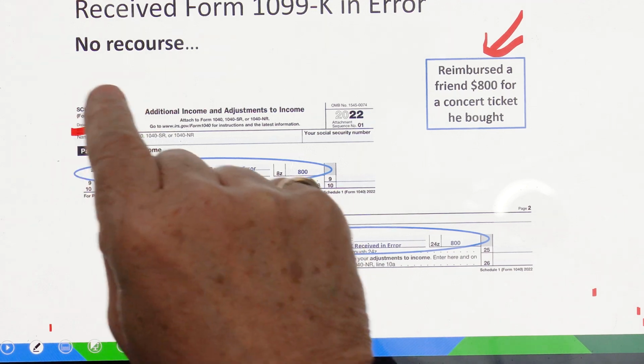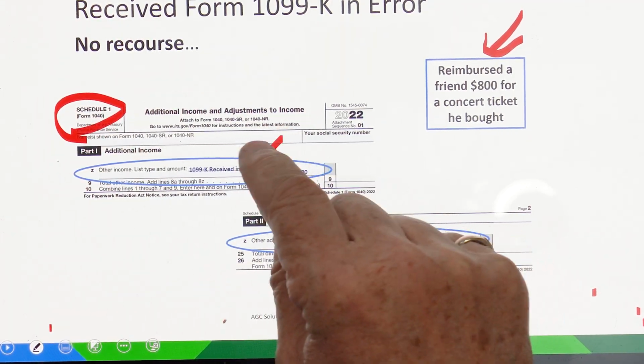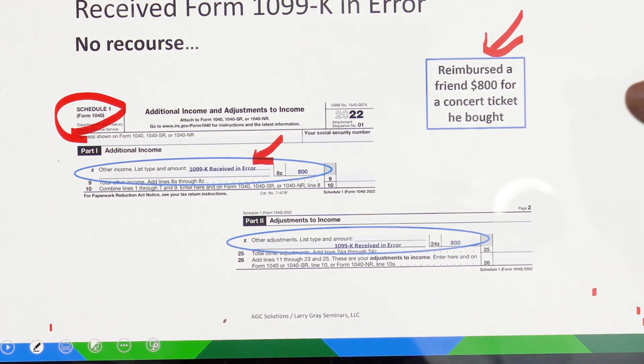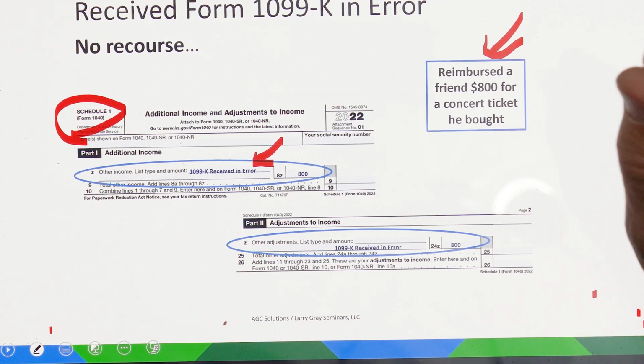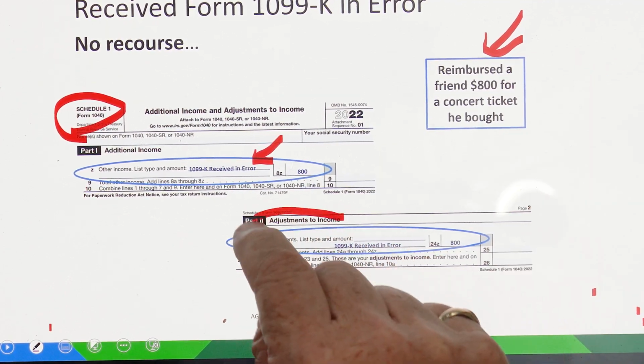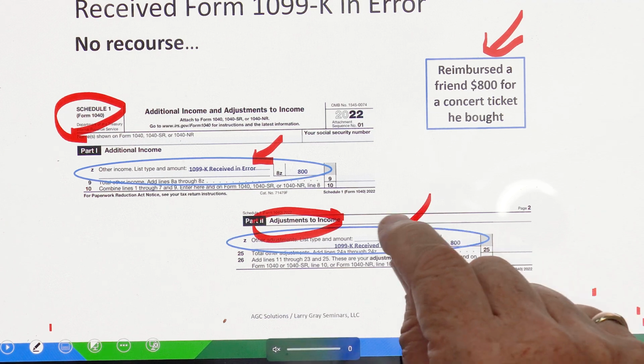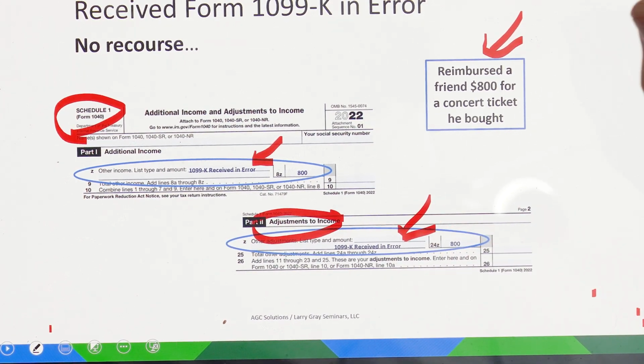You first put it on Schedule 1, and then on the line 1099-K received in error, you put $800. Then you go down to Adjustments to Income, and you report it on 1099-K received in error. At that point in time, the income and the adjustment offset each other, resulting in zero. So that's how we're going to report any errors.